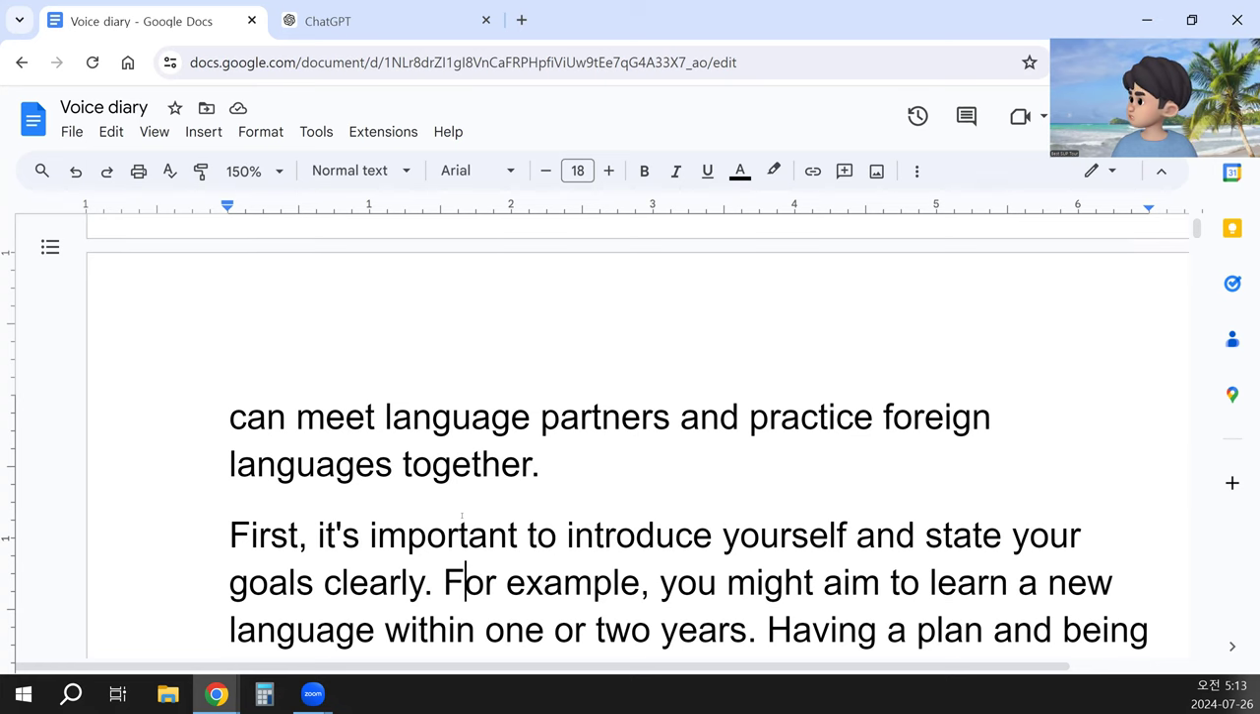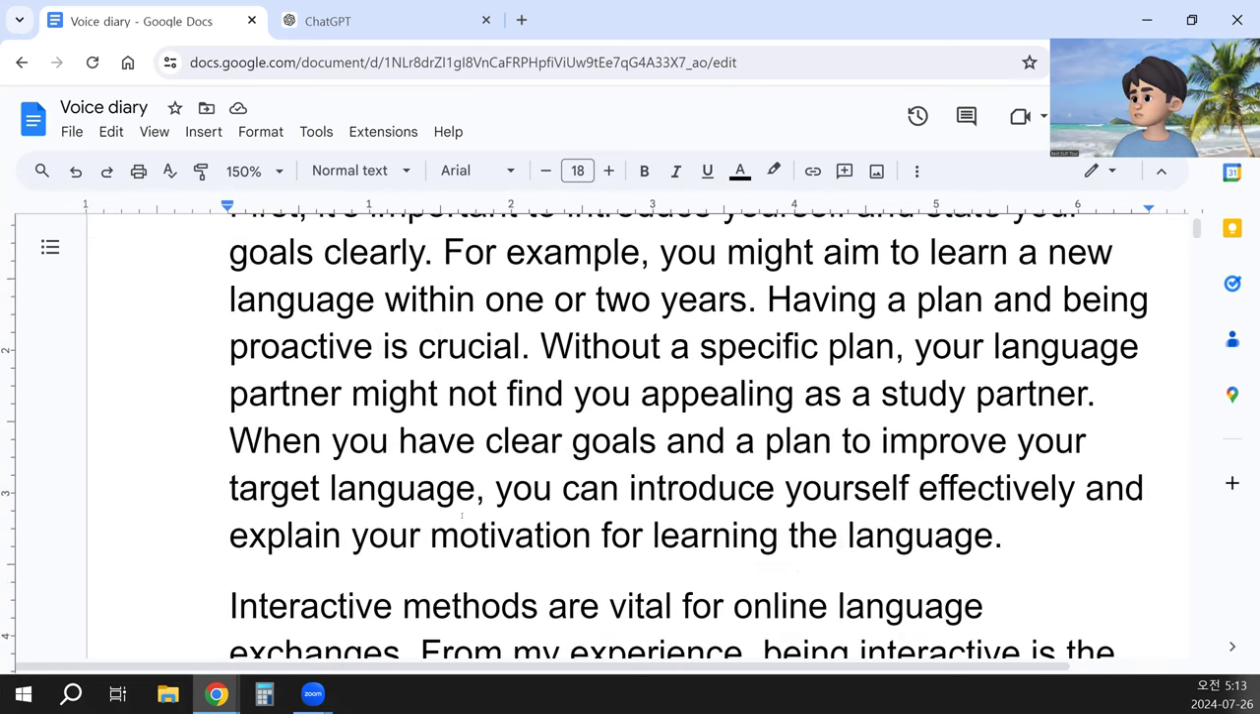First, it's important to introduce yourself and state your goals clearly. For example, you might aim to learn a new language within 1 or 2 years, having a plan and being proactive. Proactive is crucial. Interactive, proactive. What is proactive? Without a specific plan, your language partner might not see you as a study partner. When you have clear goals and a plan to improve your target language, you can introduce yourself effectively and explain your motivation for learning the language.